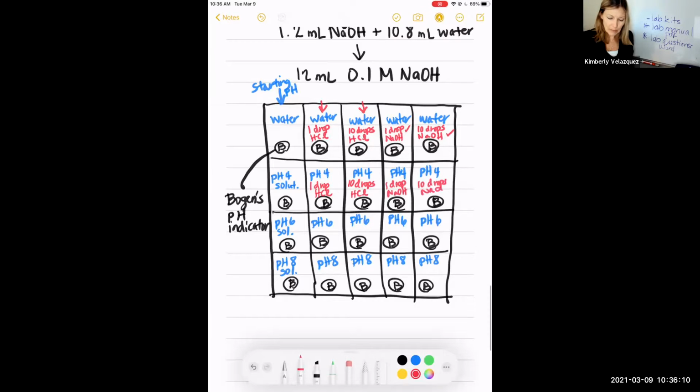Now with the water, remember the water is your control. So you would expect that to change a lot in pH, either up or down, depending on if we're doing base or acid. These buffers, we would expect them to change less than the water. The question is, does one of them do a better job when acid is involved? And does one do a better job when base is involved?